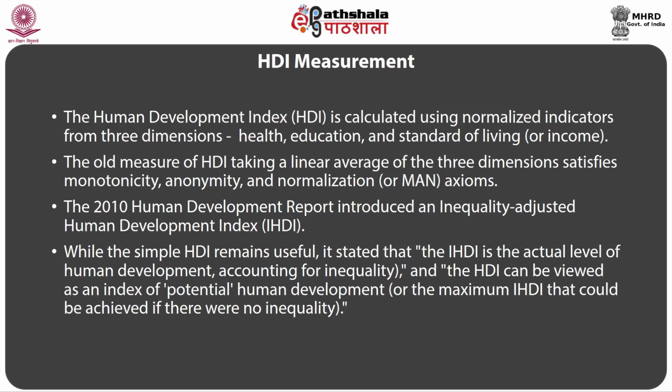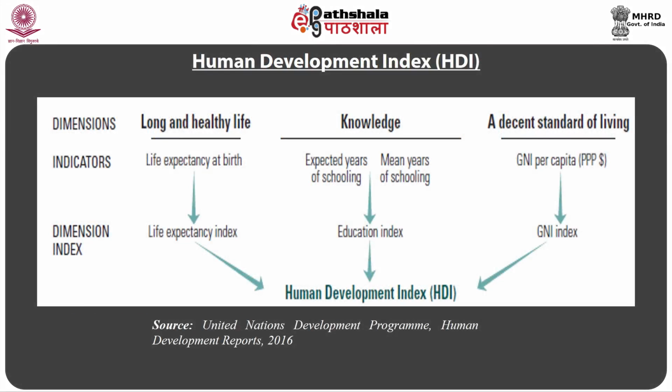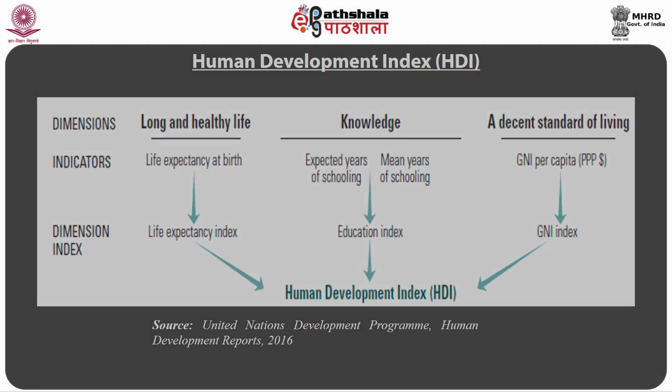The 2010 Human Development Report introduced an inequality-adjusted Human Development Index, in short form IHDI. While the simple HDI remains useful, it stated that the IHDI is the actual level of human development accounting for inequality, and the HDI can be viewed as an index of potential human development or the maximum IHDI that could be achieved if there were no inequality.